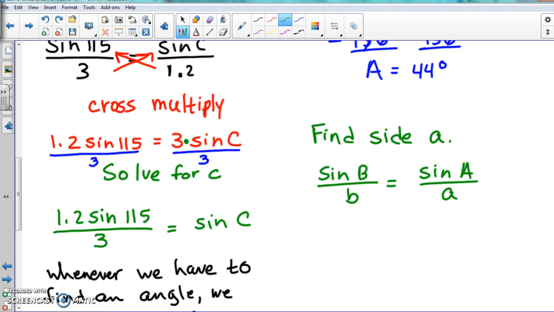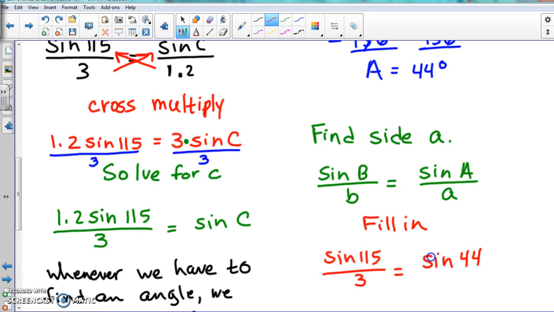Okay, so filling it in again. Angle B is 115. Side B is 3. Angle A is what we just found, which is 44. And side A we don't know.